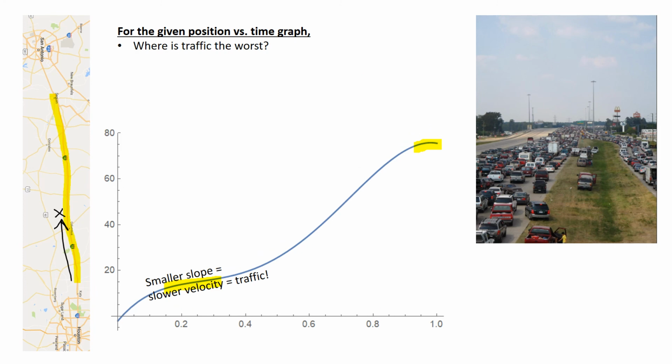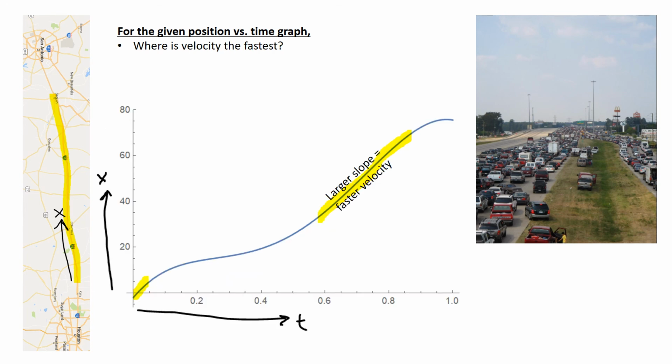Let's answer the first question. Where is traffic the worst? When you're watching how this slope changes, you're watching how the velocity changes. So look at where the slope is shallower and smaller. This is where there would be traffic going on, at these smaller slopes. Where's the velocity the fastest? Again, just look at how this slope is changing. Where is the slope the steepest? That's where the velocity would be the fastest.